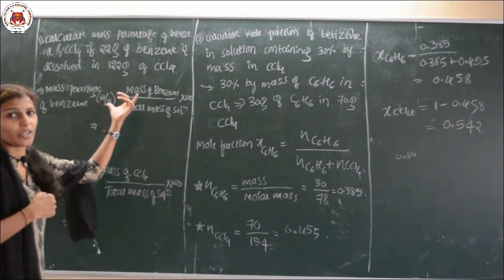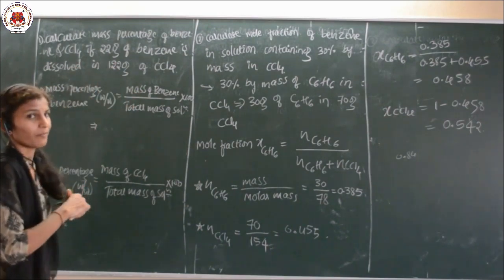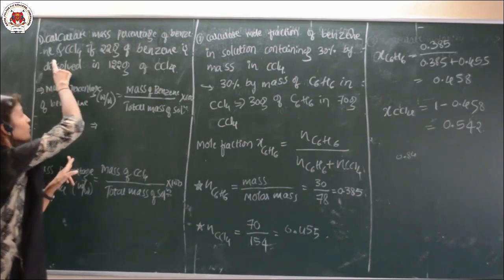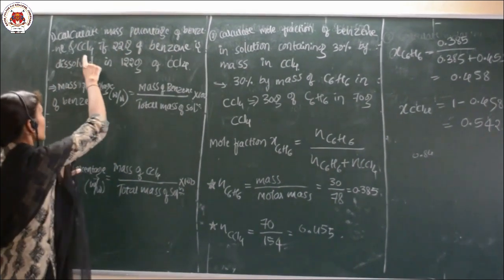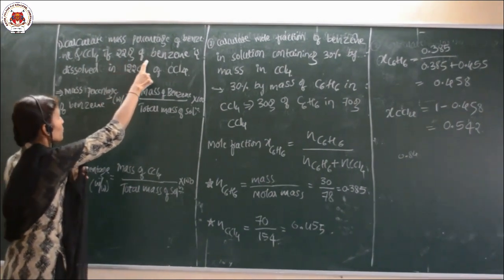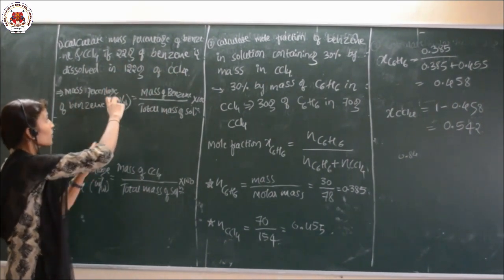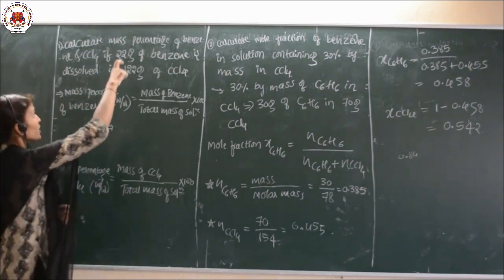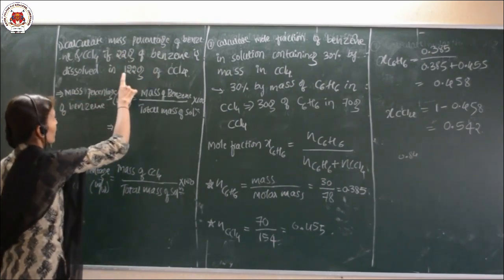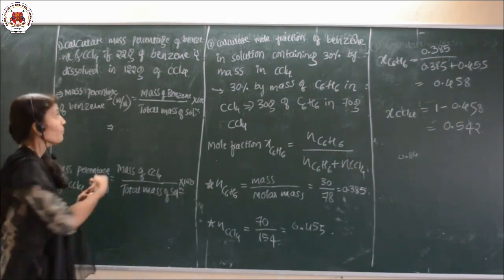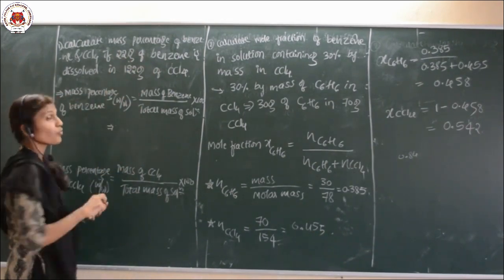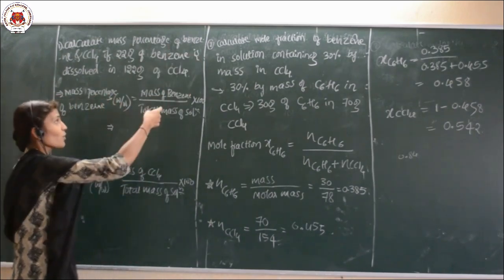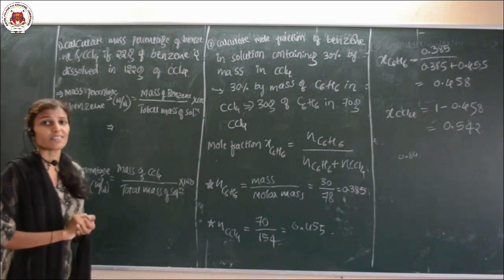Students, now we are going for the numerical part. So first example: calculate the mass percentage of benzene and CCl4 if 22 gram of benzene is dissolved in 122 gram of CCl4. So here, what they have given is the mass of the benzene and the mass of the CCl4, and they have asked the mass percentage of each component, that is the mass percentage of the benzene as well as the mass percentage of the CCl4.